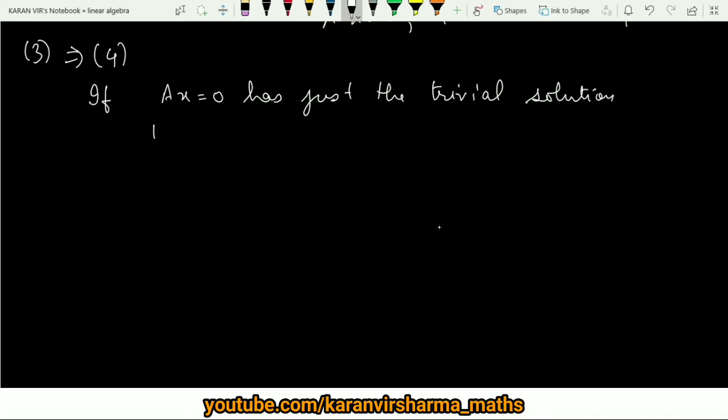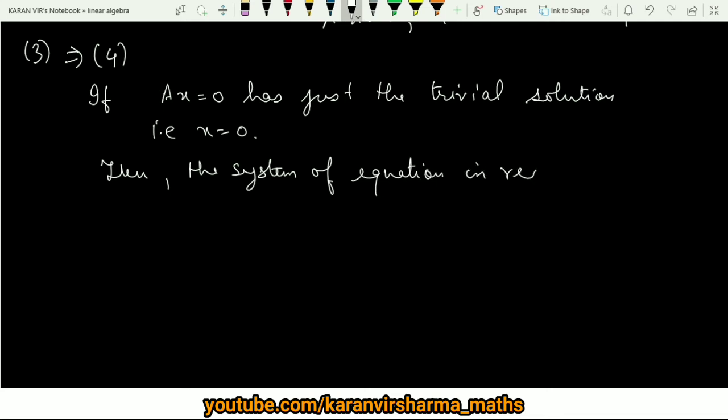Then that is x equals 0, then the system of equations in the reduced form is... so what should it be? It should be that x1 must also be 0, correct? x2 must also be 0, and so on, xn must also be 0.